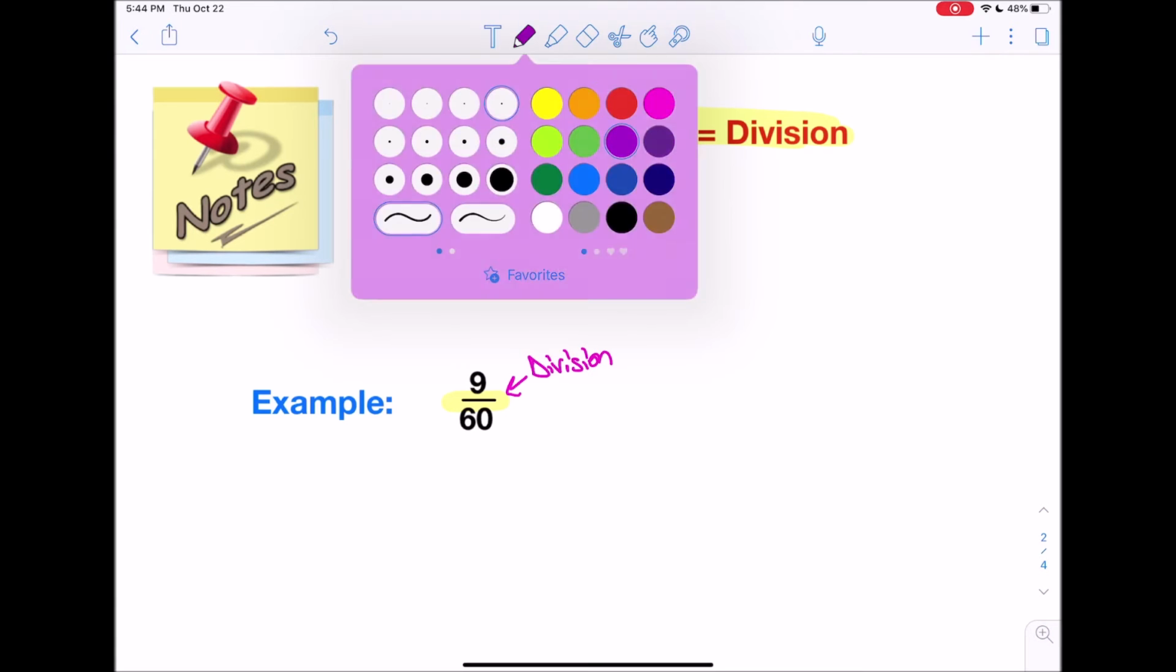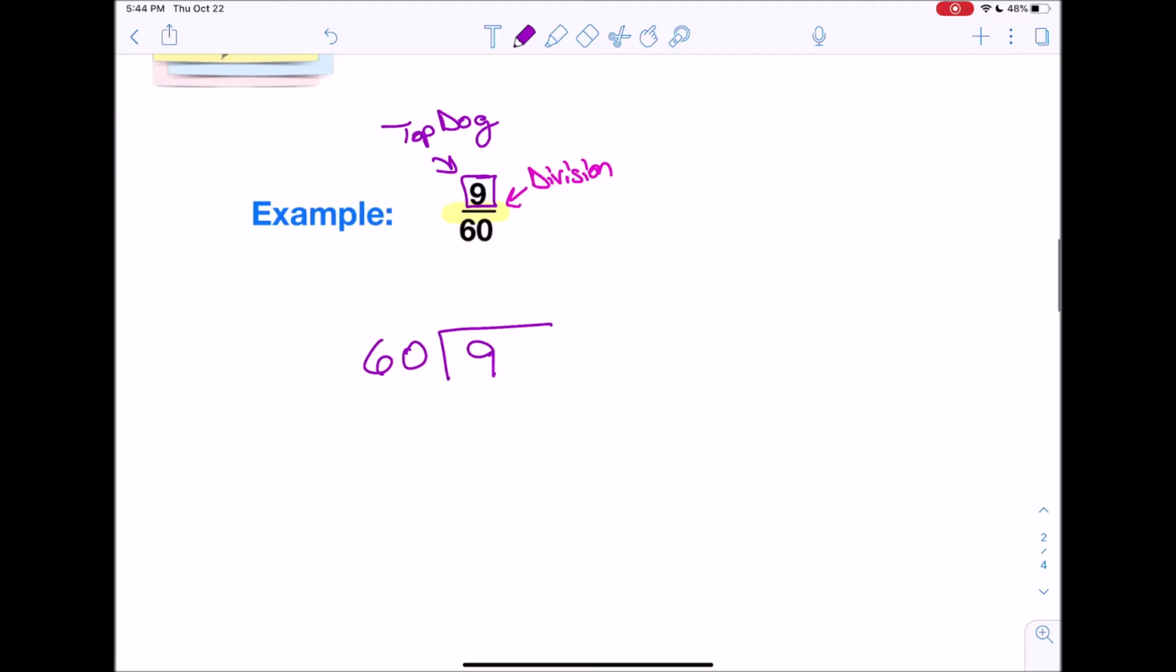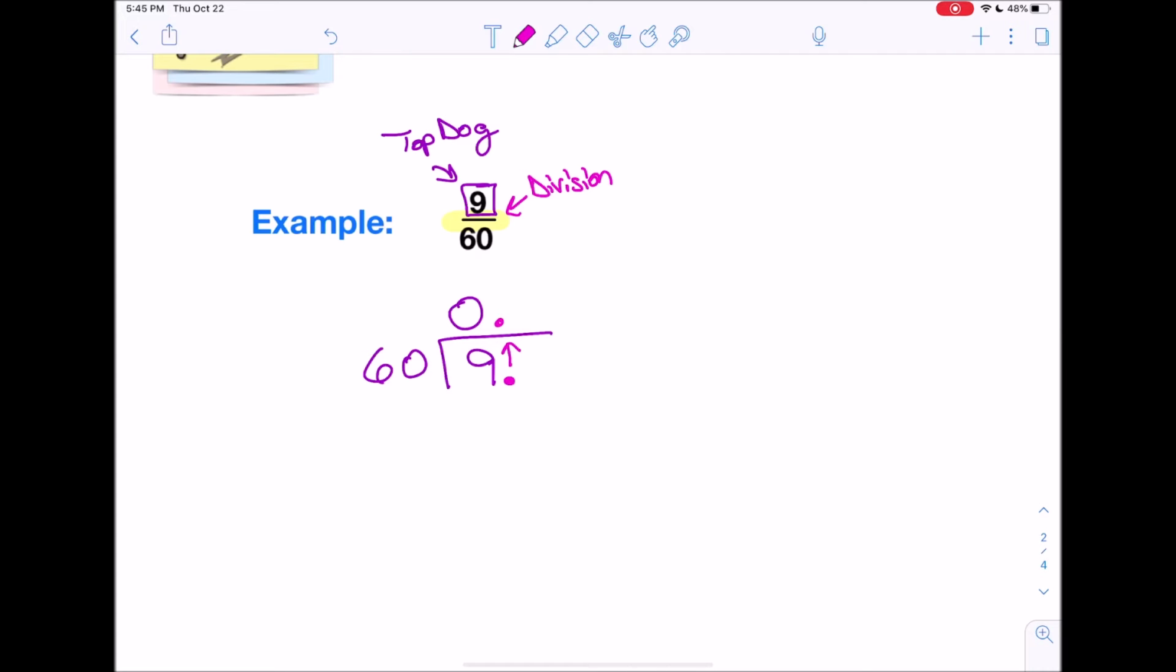So there's a couple of things we need to remember. We need to remember that 9 is our top dog, and the top dog always goes in the house. Okay? Be very careful. It's not 60 divided by 9, it's 9 divided by 60. Now, 60 does not go into 9. So we're going to have to add a decimal. Now the nice thing is wherever you put the decimal in the problem, you just go straight above, and that's where your decimal is going to be in the answer.